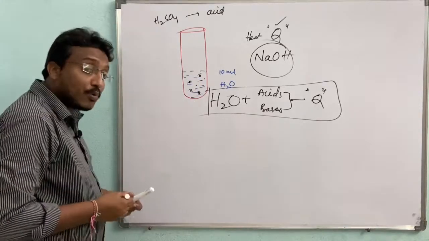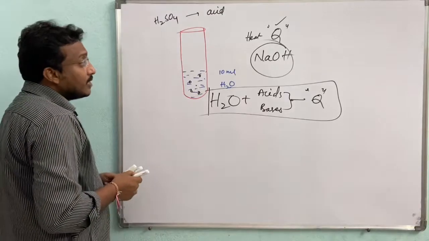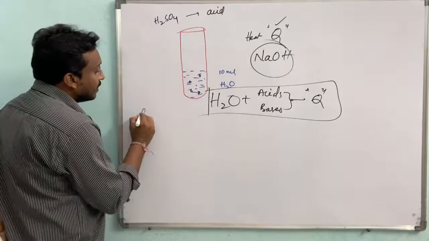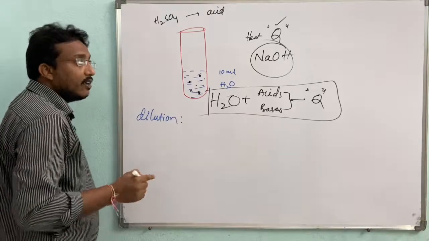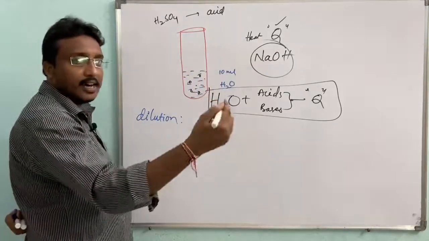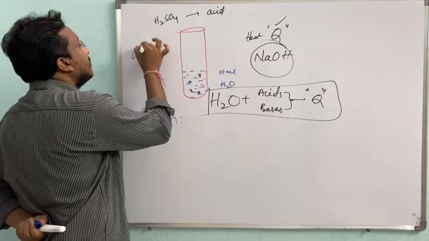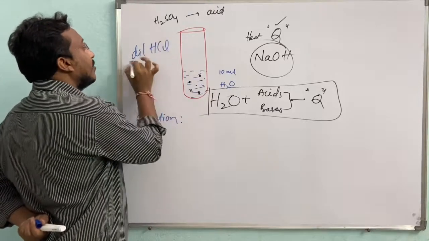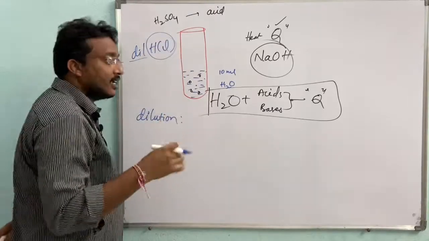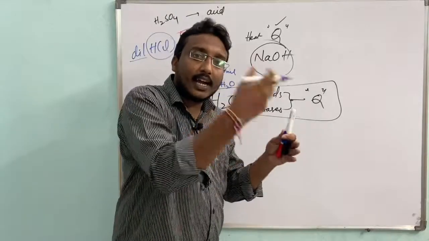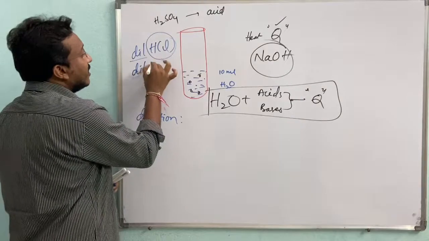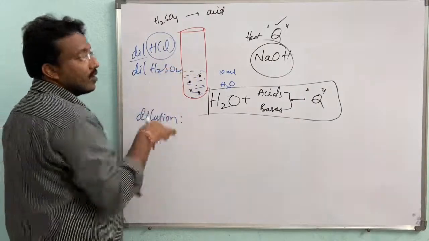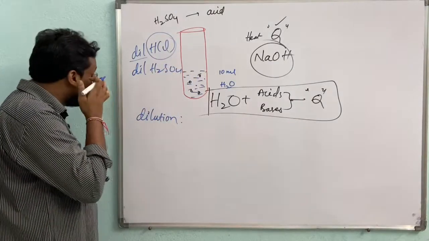This process is called dilution. That's why, while writing equations, we discussed diluted HCl. That means the acid is already present in water. Or we will take diluted H2SO4 like that. Then what is dilution, sir?